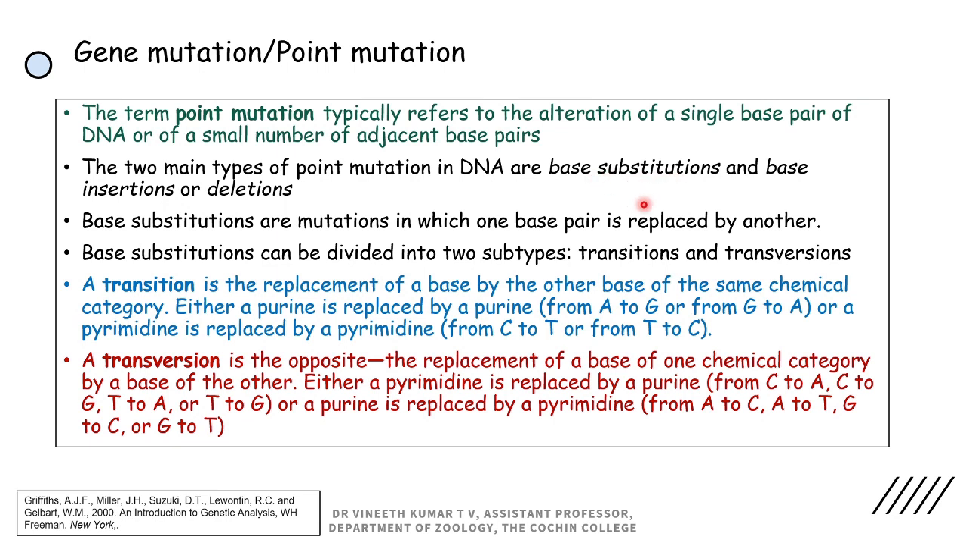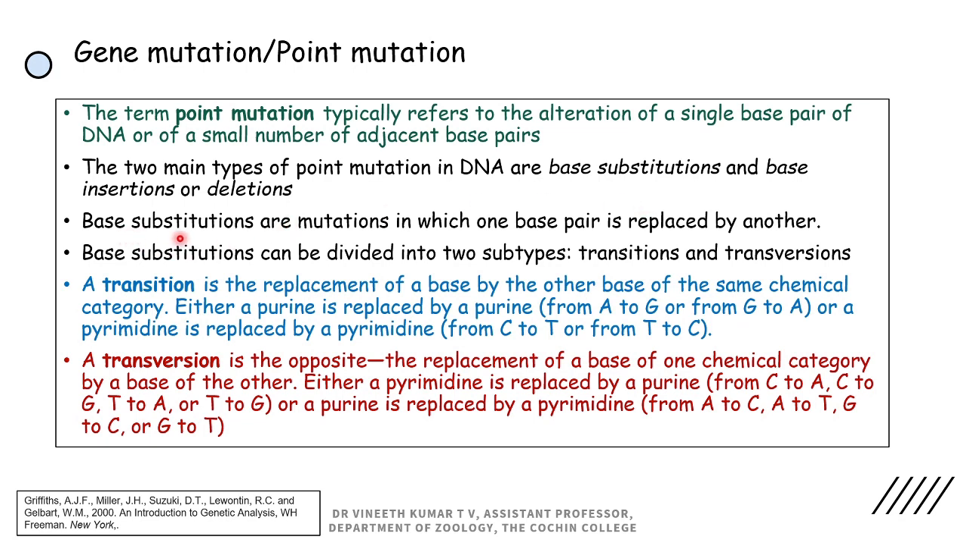So these are the two main types. Base substitution means that in some cases adenine will be replaced by guanine, or if it is guanine in the normal one, it will be replaced by thymine, etc. So these are called base substitution. Base insertion is that some extra bases will be inserted, or base deletion means some will be deleted. So these are the different types.